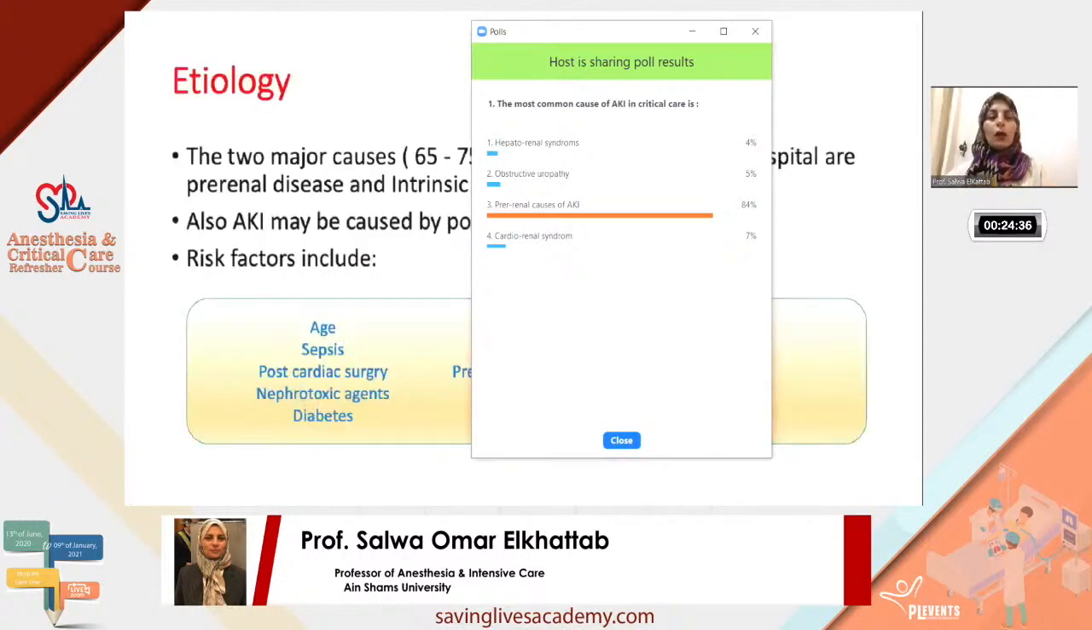It's almost 65 to 75 percent of AKI occurring in hospitals that are pre-renal, and it's shared between pre-renal and intrinsic acute tubular necrosis, or ATN. It can be caused by a lot of causes, as you know, with risk factors, again, as we mentioned before, being an aged person, having sepsis, being post-operative, especially for cardiac surgery, receiving nephrotoxic medications, having diabetes, hypertension, or a pre-existing renal disease.